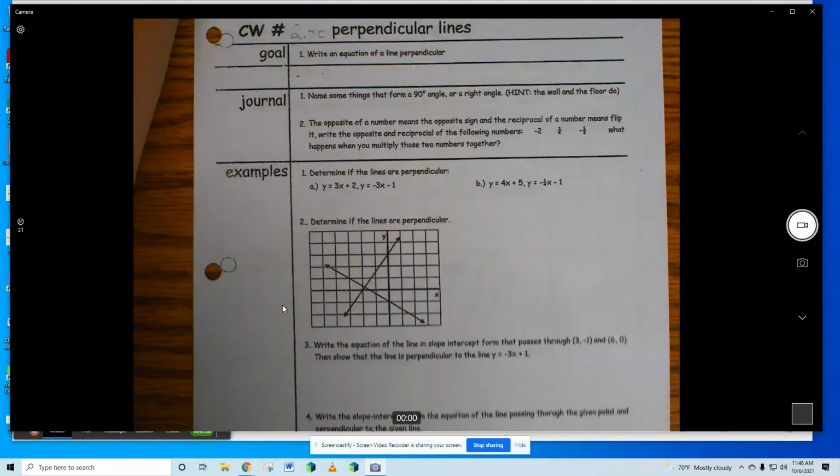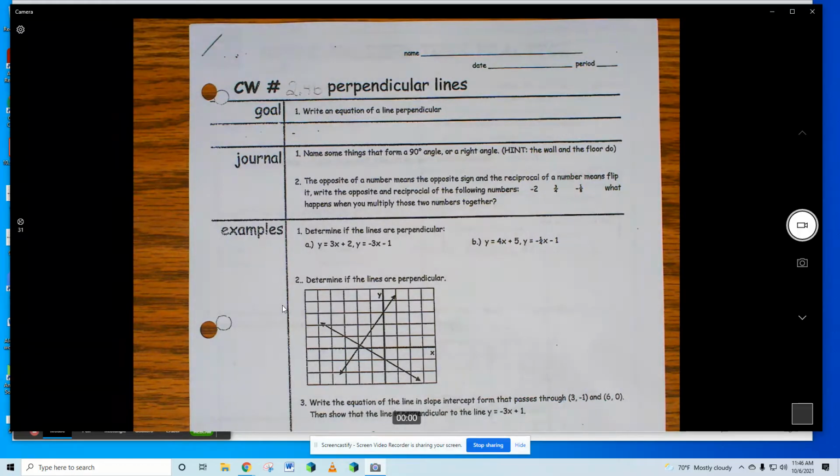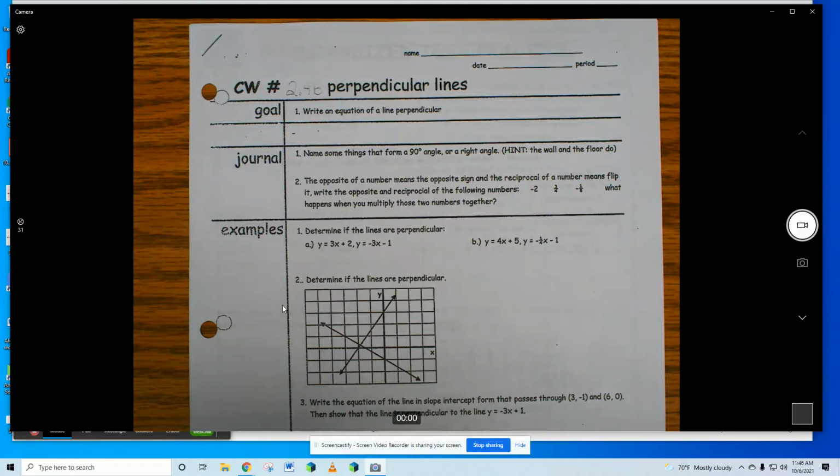Okay, we are finishing up chapter 2 still. And yesterday we talked about parallel lines. Parallel lines have the same slope. So that's yesterday. Can you give me examples of perpendicular lines around the room?